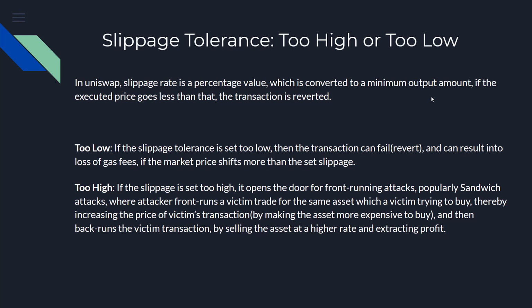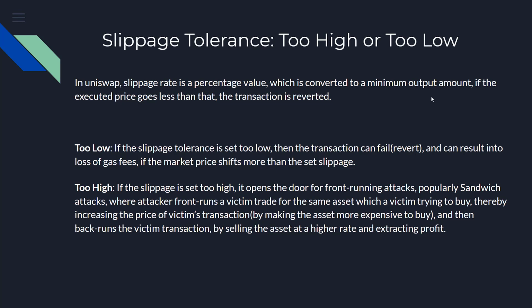So now the question is, how much tolerance should be set? Too high or too low, both have advantages and disadvantages. If we set the slippage too low, the trade won't be able to adjust to the market price, and although I can keep my tokens, I will lose the transaction fee. But if I set it too high, then it will open the door for front-running attacks like sandwich attacks, because I as a user am willing to accept fewer tokens for my trade.